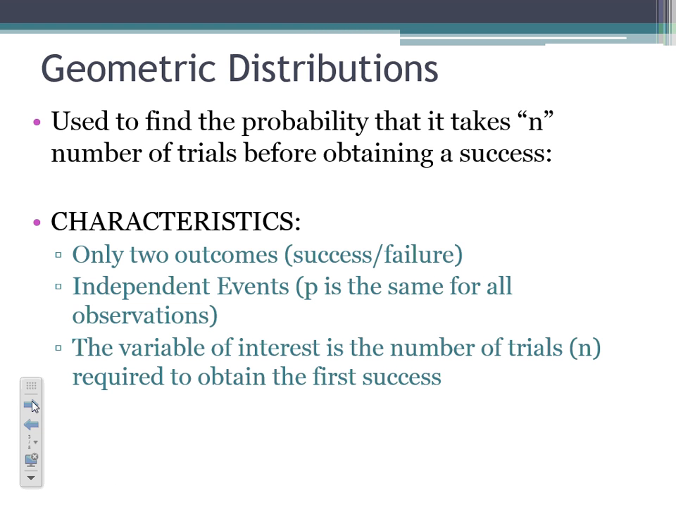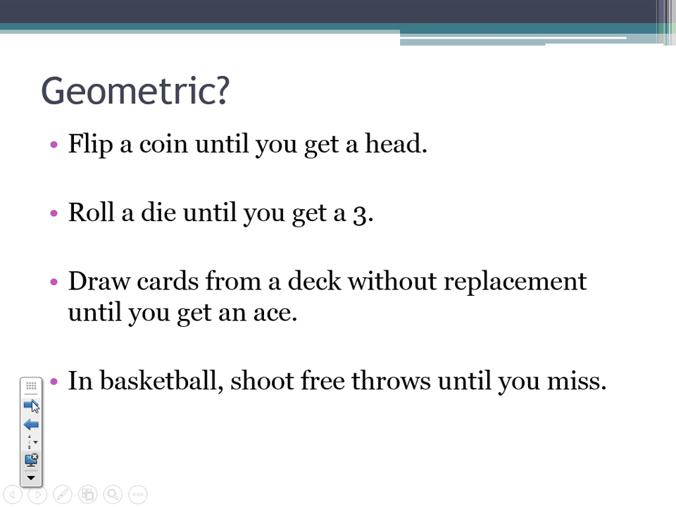All right, so let's jump into a little bit more about geometric. Let me give you some settings. If you take a look at this list, I want you to analyze and say which one of these would be considered geometric? It meets our characteristics: there's only 2 outcomes, there's independent events, and the variable of interest is a number of trials, okay? So let's take these one at a time.